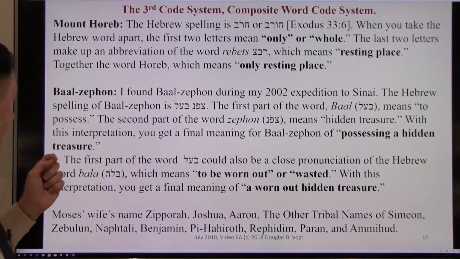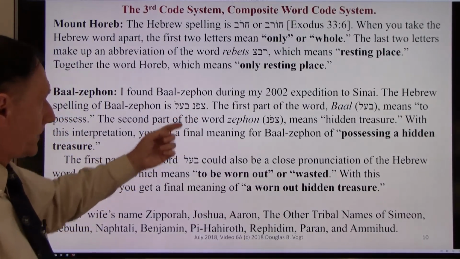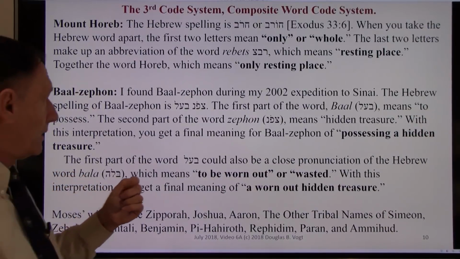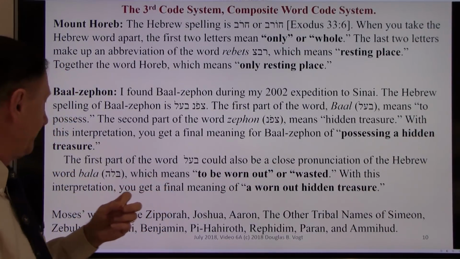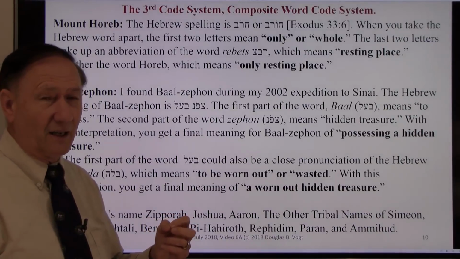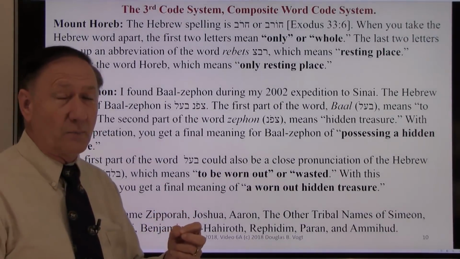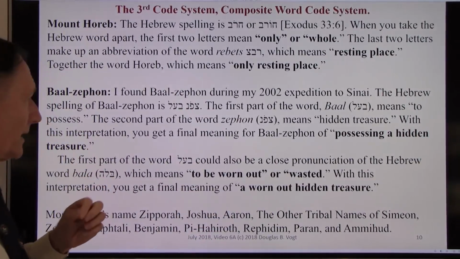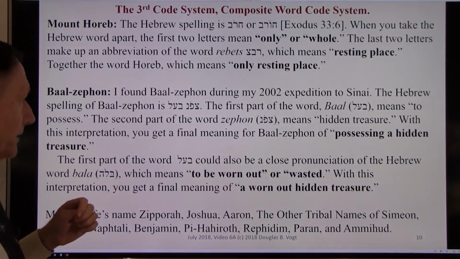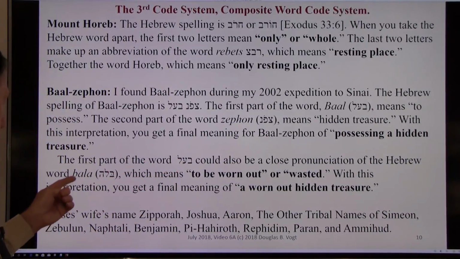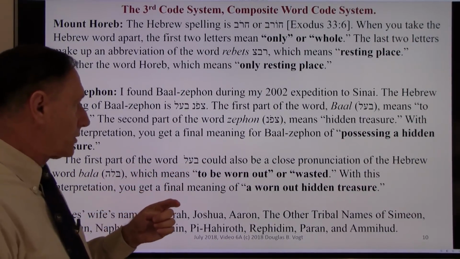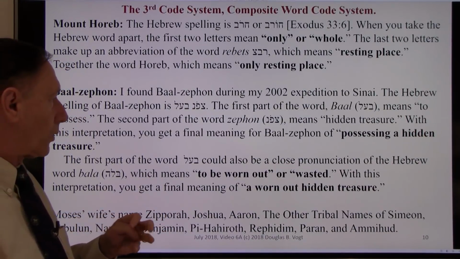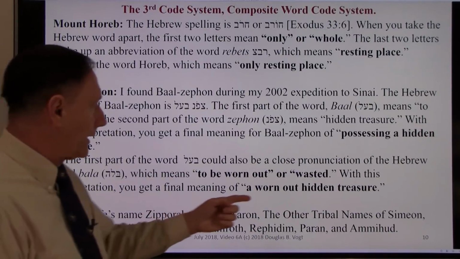Anyway, you take Baal-zephon apart. There's the spelling of it. Baal means to possess. The second part of the word, zephon, means hidden treasure. Isn't that funny? That's kind of funny. So to possess a hidden treasure. Could be a clue. It gets better than that, more descriptive. With this interpretation, you get, obviously, possession and hidden treasure. First part of the word, Baal, could also be close pronunciation of the Hebrew word bala, which means to be worn out or wasted. With this, you get a worn out hidden treasure.